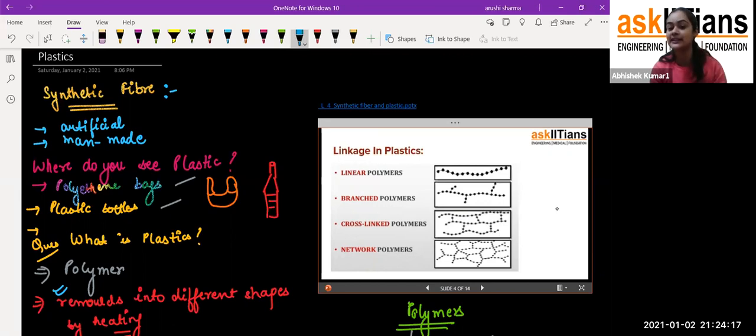and that's how their strength is increasing. Now coming to the fourth type, which is the network one. In the network one, you can see they are combining with themselves from each and every side. So the strength is coming from every side, and due to this, the hardness of that type of plastic is going to increase.